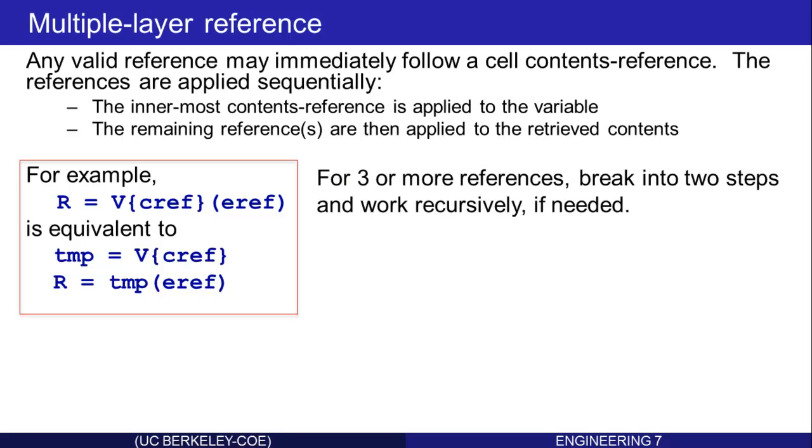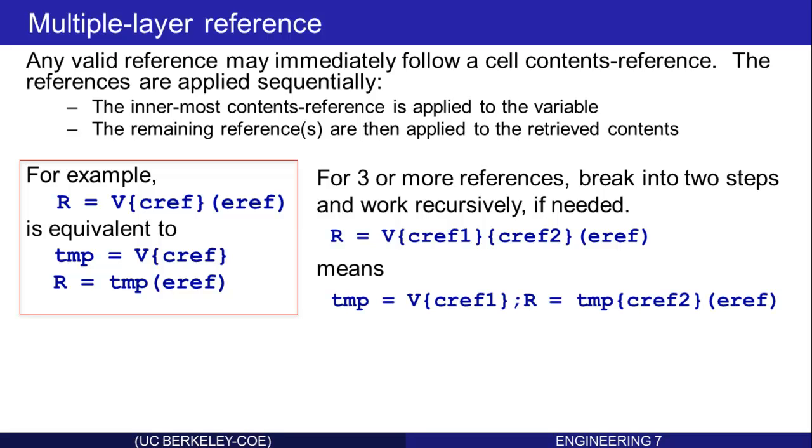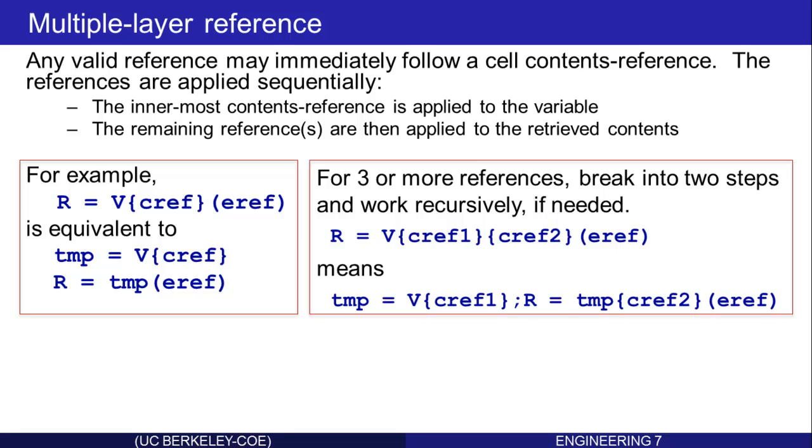For 3 or more references, we simply break this into 2 steps and work recursively if needed, starting with the innermost contents reference. For example, here's a situation with 2 contents references followed by an element reference. Think of this as first doing the contents reference on V, storing that result in a temporary array. And then the temporary array is subjected to a second contents reference and another element reference, which can be handled by the box to the left where we described how that happens.